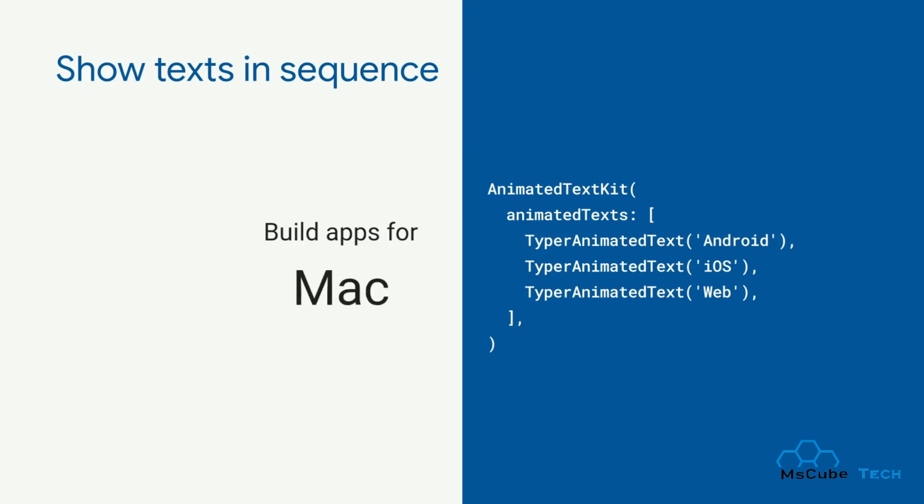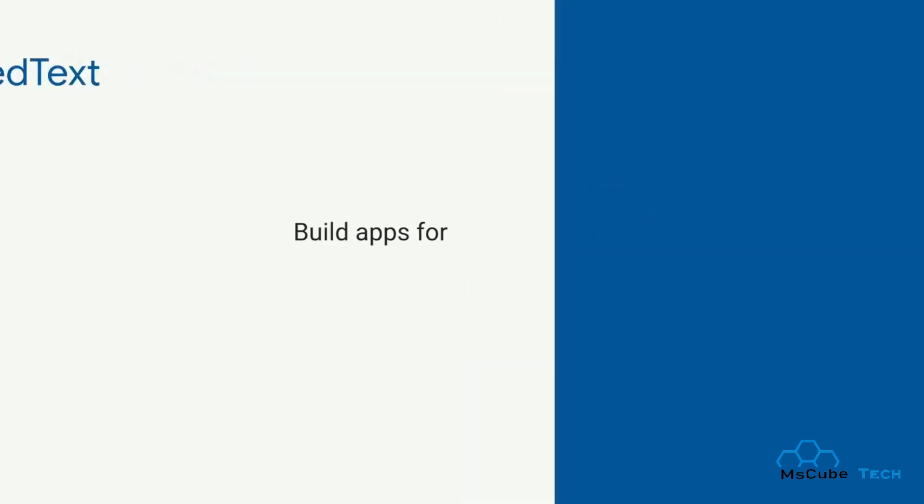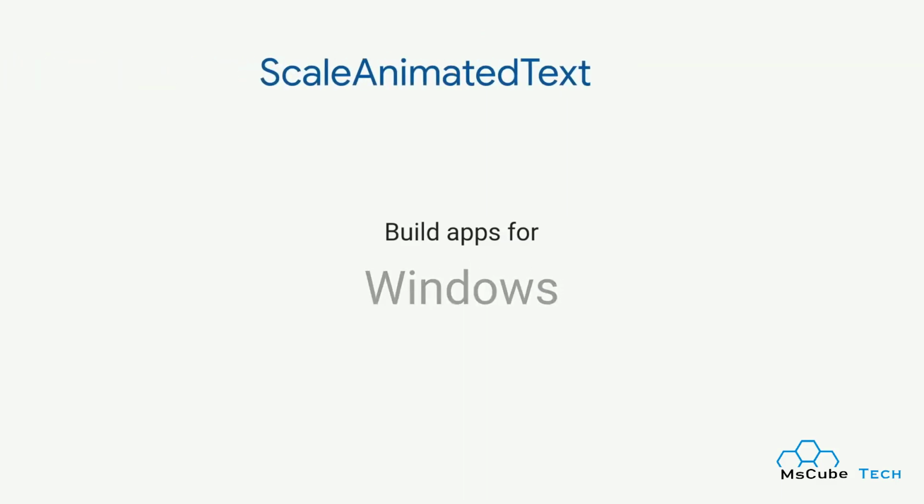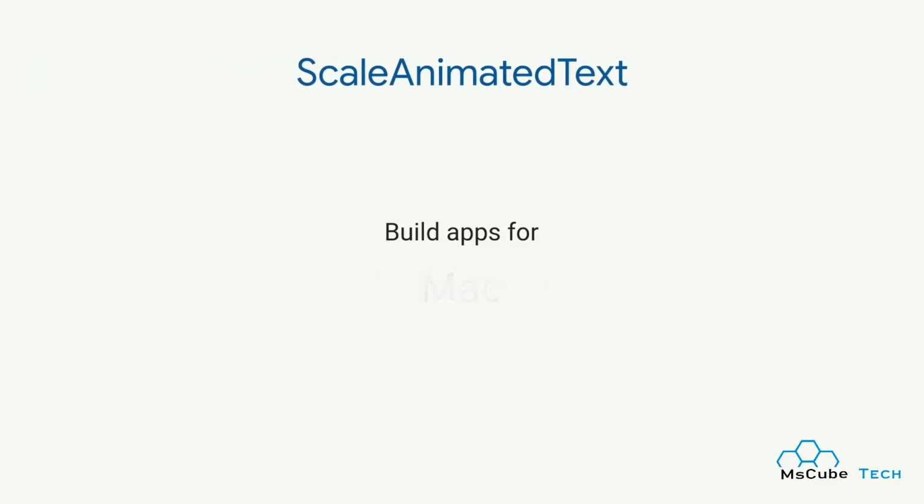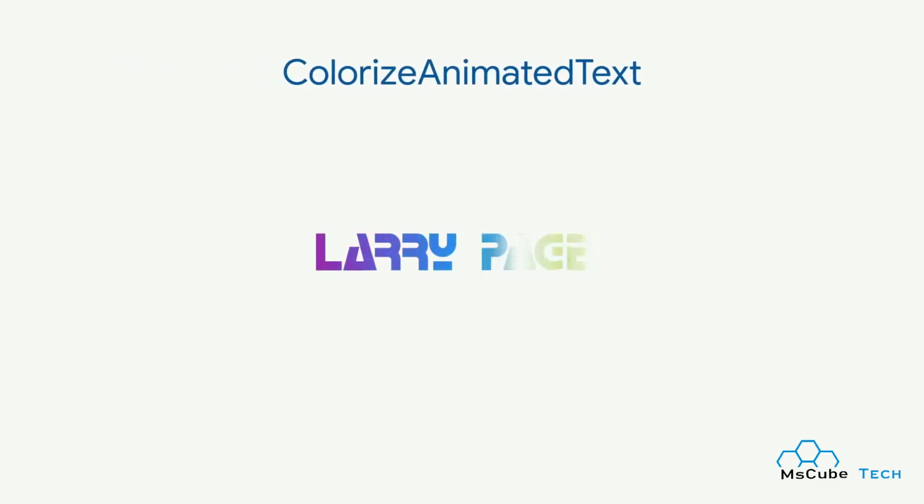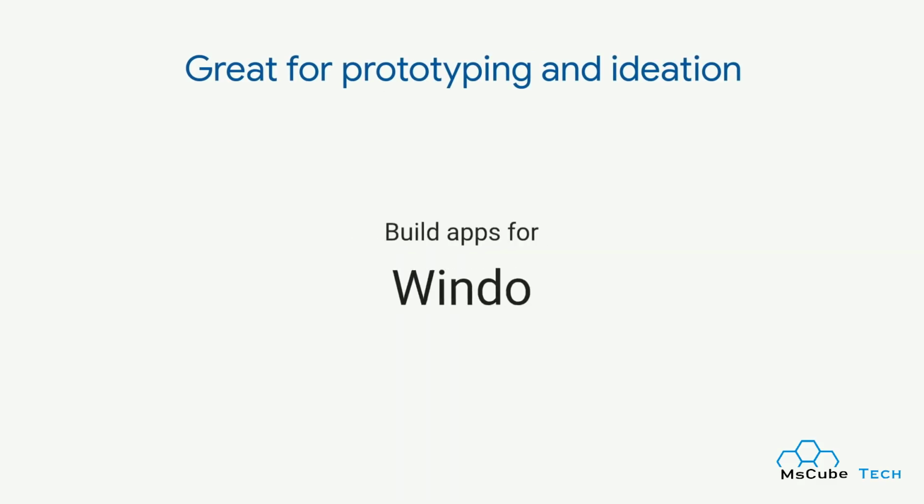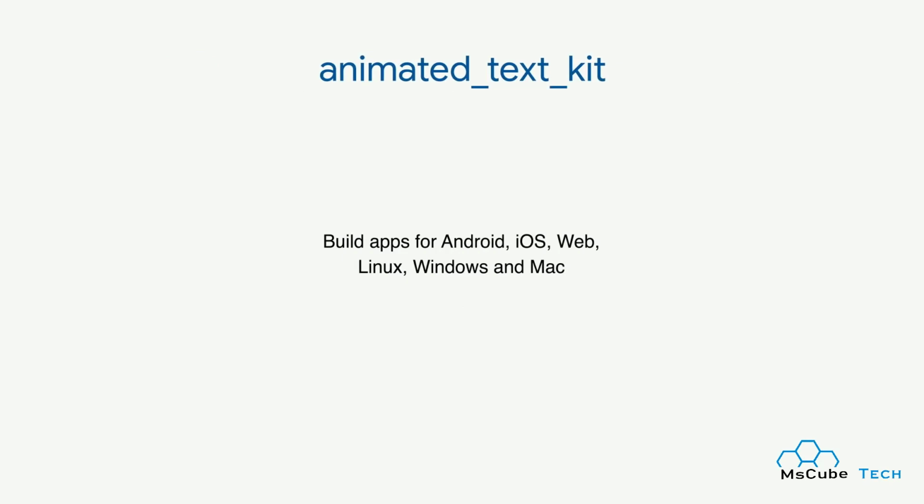You can choose from many different animations. This one is called Rotate Animated Text, and this one is Scale Animated Text. Here's Colorize Animated Text, and there's more. With Animated Text Kit, you can quickly try a lot of effects and see if they fit in your app. Then, if you want something more custom, it's easy to implement it yourself. The code is just a click away. But in many cases, Animated Text Kit is all you need.